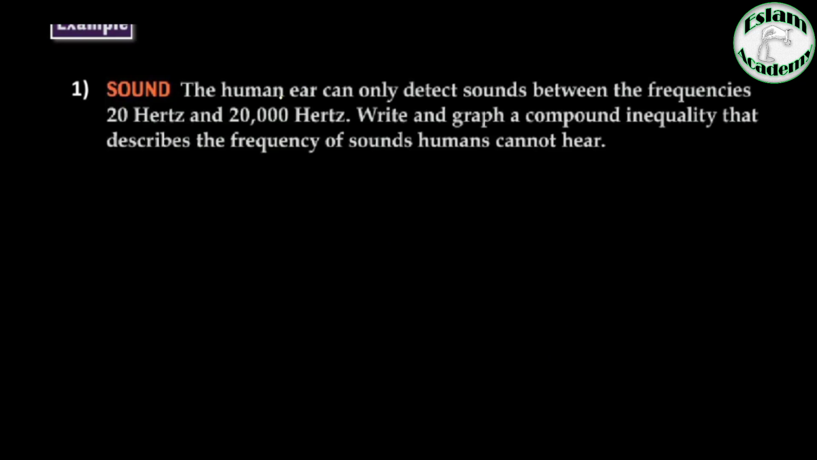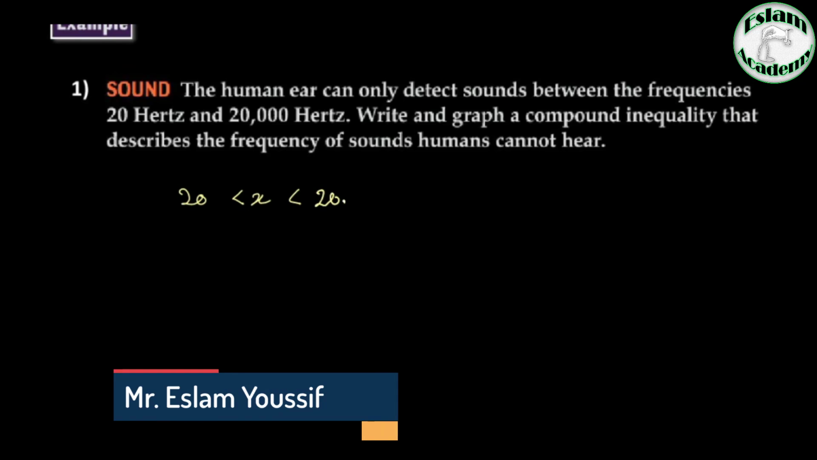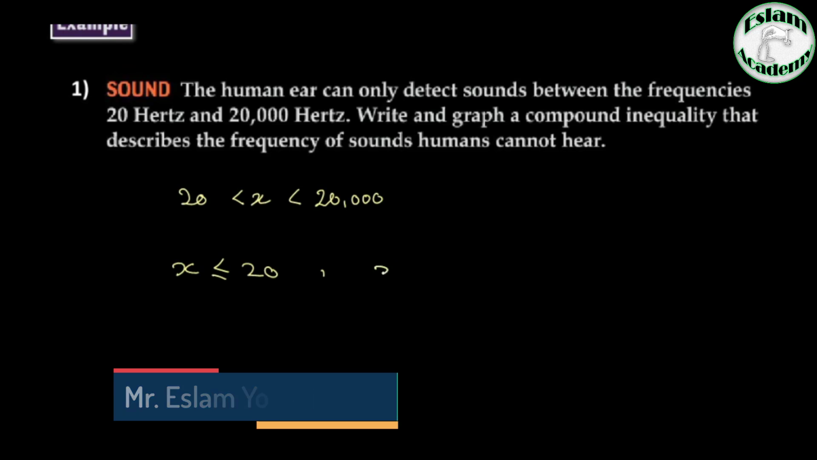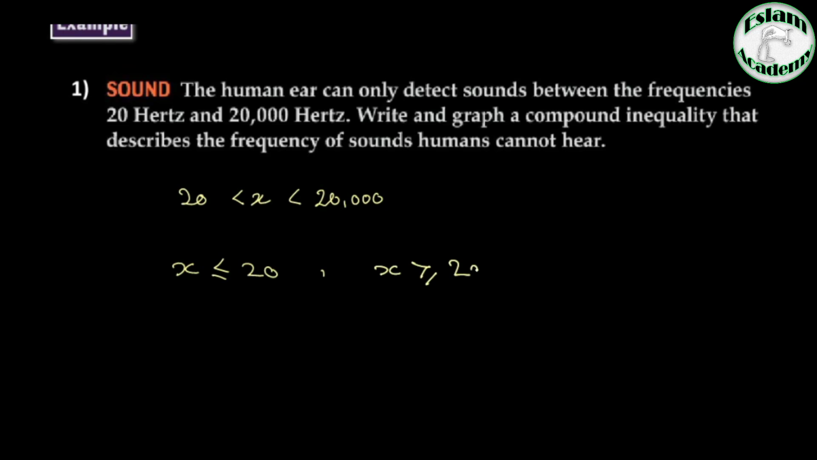Now with the problem solving. The human ear can only detect sound between the frequencies 20 Hertz to 20,000 Hertz. Write and graph a compound inequality that describes the frequency of the sound that humans cannot hear. Now we need to translate this problem to a mathematical sentence. Any human can hear between 20 and less than 20,000. It means he will not hear anything less than or equal to 20, and he will not hear anything more than or equal to 20,000.